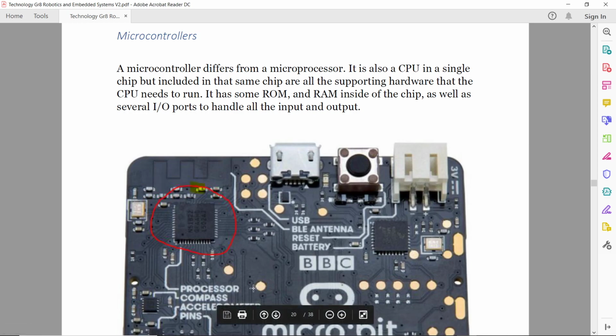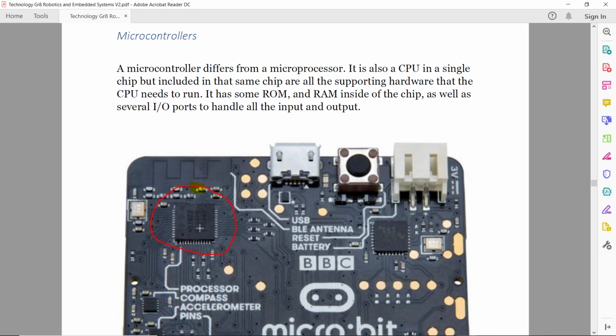Okay, so when we eventually do practical for our technology course, these are those little boards that you will be using to do your prac with. And there I've put the red circle around the microcontroller. Okay, so that microcontroller has a microprocessor inside of it. It's got a CPU inside of it, but also inside of it, it's got some other stuff.